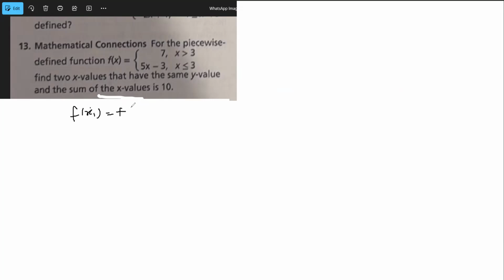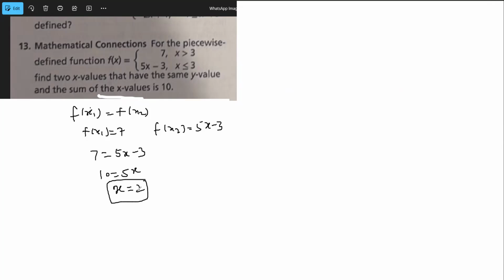f(x1) is equal to f(x2), right? So you can write f(x1) is 7, and f(x2) is 5x minus 3. When you put them equal, you will get 10 equals 5x. So x will be 2.